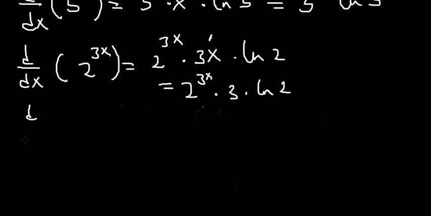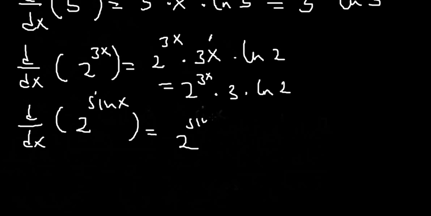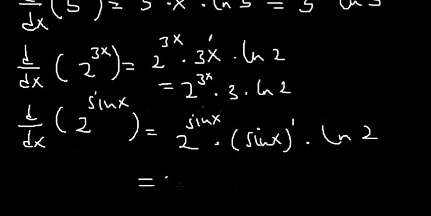So let's also look at another example. The derivative of 2 raised to sine x. What are we supposed to do? So this will give us 2 raised to sine x multiplied by the derivative of sine x, and then multiplied by the natural log of 2. So the derivative of sine x is supposed to be cosine of x, and then multiplied by the natural log of 2.